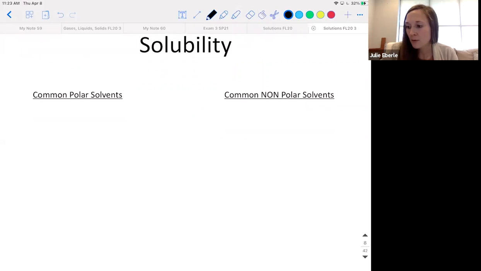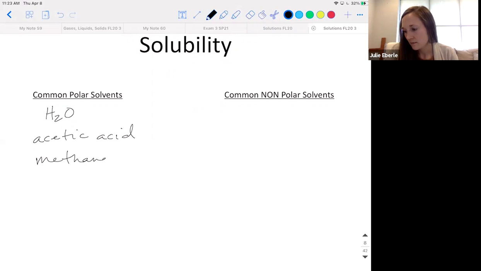So let's think about some common polar ones. Water, obviously. Acetic acid. Pretty much all three on the previous slide. Methanol. Okay, these are all polar. And there's many more than this, but I'm just giving you a few. If you want the structures for these, just look at the previous slide. We actually drew them out.